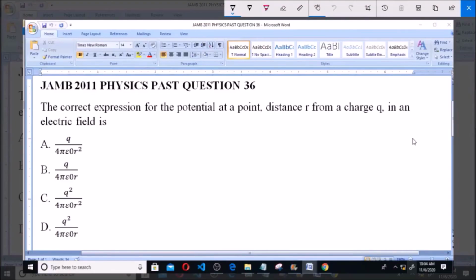Hello and welcome. I will be answering Jamb 2011 Physics Past Question 36. The correct expression for the potential at a point, distance r from a charge q in an electric field is A q over 4 pi epsilon naught r square, B q over 4 pi epsilon naught r, C q square over 4 pi epsilon naught r square, D q square over 4 pi epsilon naught r.